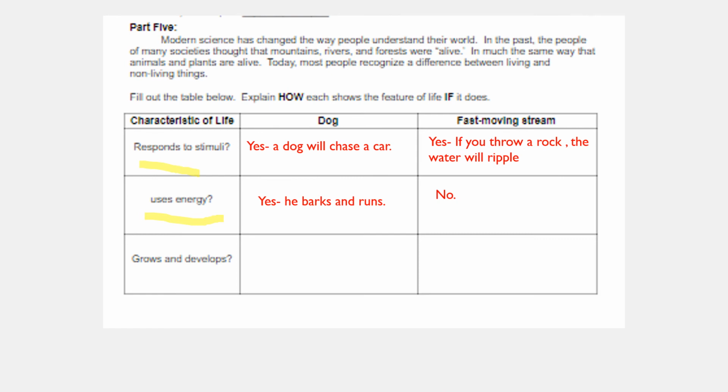Does a dog grow and develop? Absolutely. Puppies grow into dogs. Does a fast-moving stream grow and develop? And I'm going to actually say, yeah, it does. Because rivers change and they can swell and they can get bigger and then they can get smaller over time. So I'm going to say it does grow and develop. But obviously a fast-moving stream is not alive, simply because it doesn't use energy. Remember, if it has one thing that it doesn't do, then it's no longer alive. But then we could look at other things as well, like a fast-moving stream doesn't reproduce, it doesn't have babies, and more.